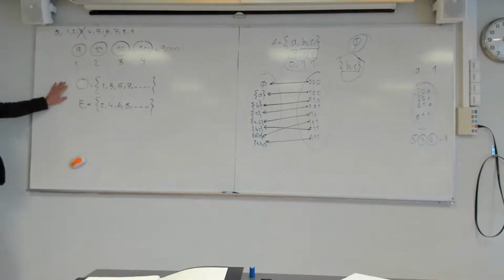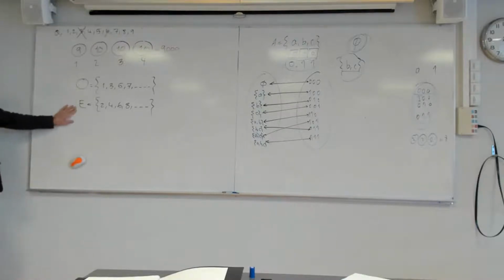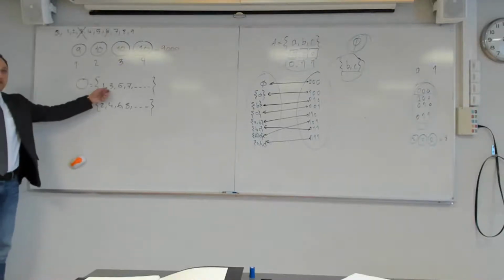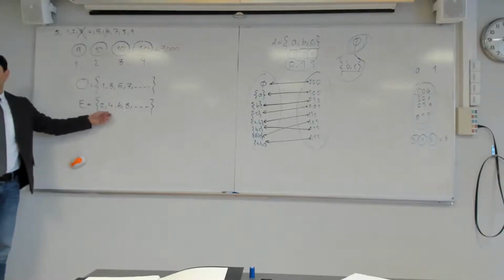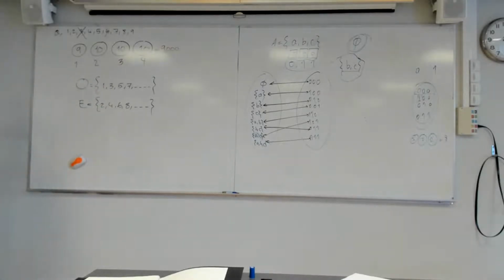Of course, if I ask you, do you think there are the same number of elements in O and E? What does your intuition tell you? If you say yes, then I ask how many of them are there, you should say infinity, and how many of them are there, you should say infinity. But is it enough to say that because this is infinity and that's also infinity, they have the same number of elements in them?